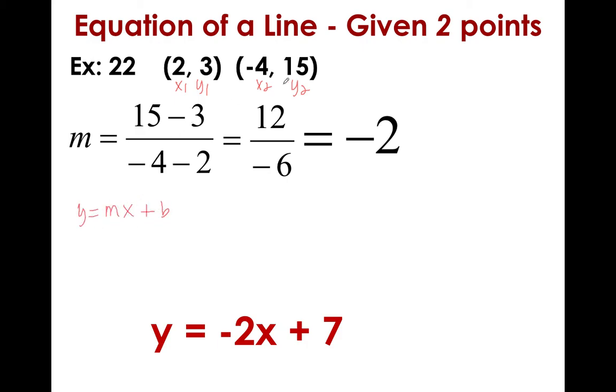So that means that if I chose the second point, that means that I would have 15 equals -2 times negative 4 plus b. That means I get 15 is equal to positive 8 plus b, which means I get b is equal to 7. I already know what my slope is. I know what my b is. So therefore, when I plug them in, that's what I get.